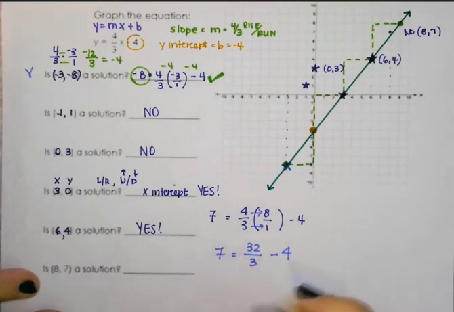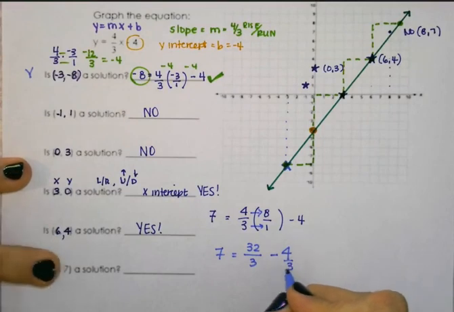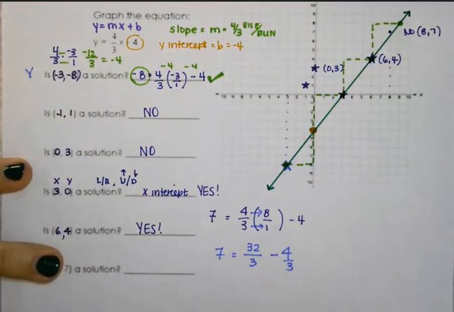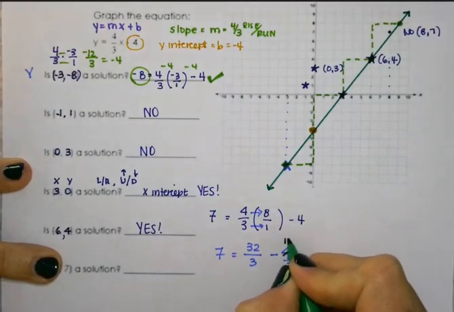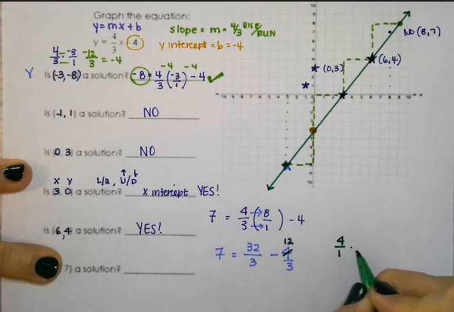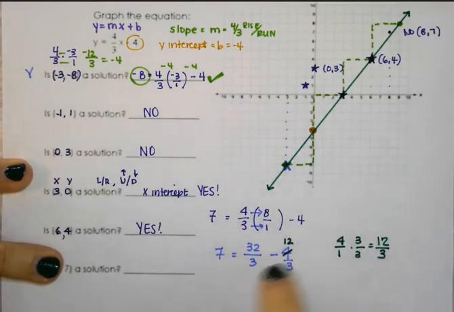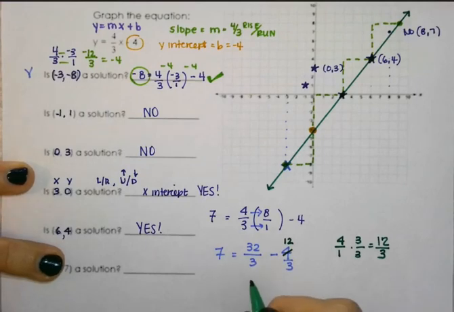Not ideal because we have a nasty little fraction here and no common denominator. When we're adding and subtracting fractions, you do need to have a common denominator. So we need to turn what was a 1 into a 3. So this is going to become a 12. Sorry, I wrote that kind of fast. To turn this into a 3, we're going to multiply the bottom by 3 and the top by 3. And that's where I got that 12 over 3. So now they have common denominators. So 32 minus 12 is going to give us 20 over 3. It's really close to 7, but that's not 7.